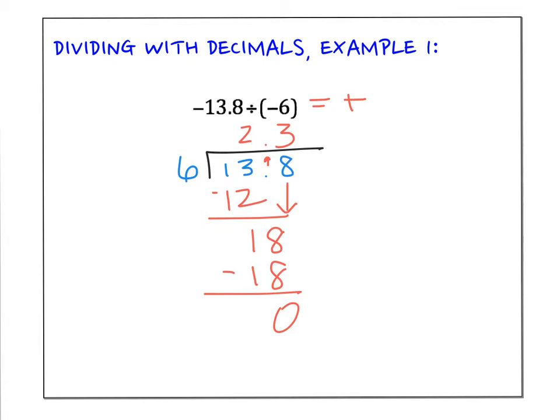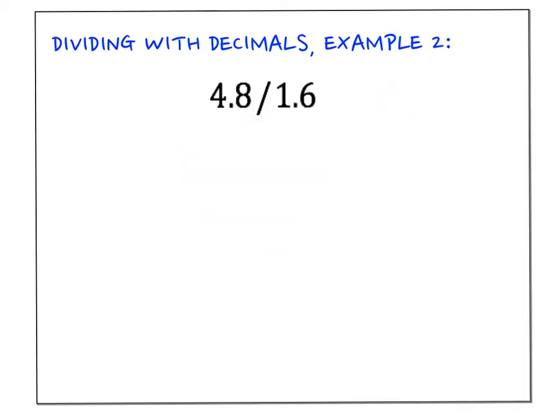At the beginning I said I knew I was going to be a positive, so my answer is positive 2.3. So again, the trick with dividing with decimals is to actually keep that decimal point lined up in your long division. Let's look at a trickier example now where both numbers have a decimal.